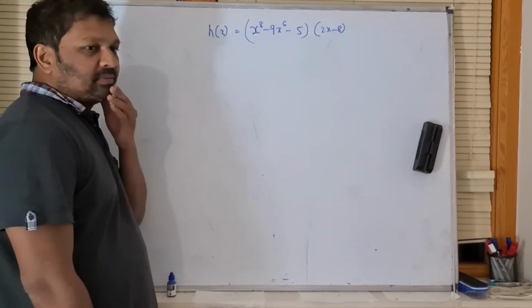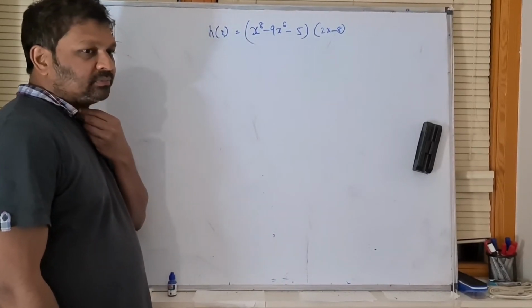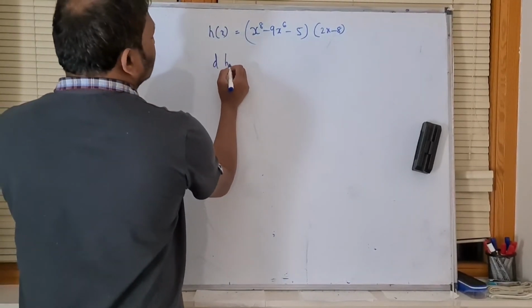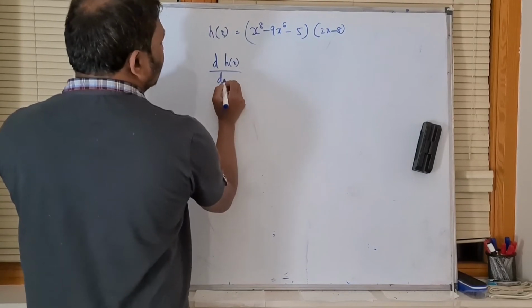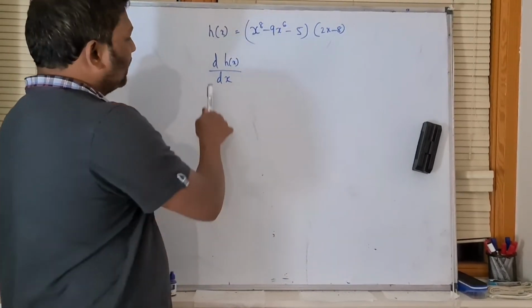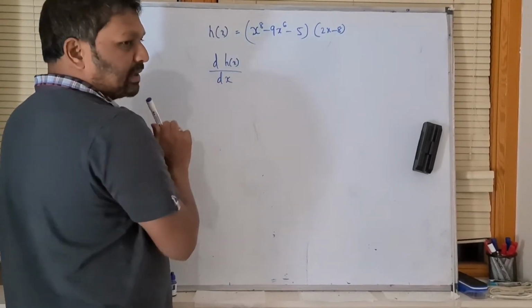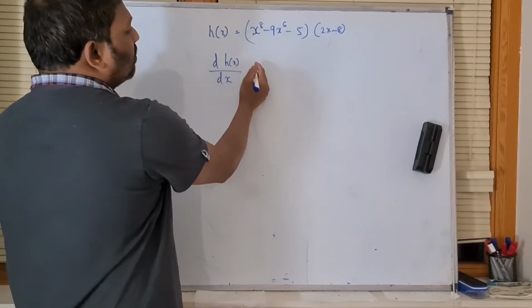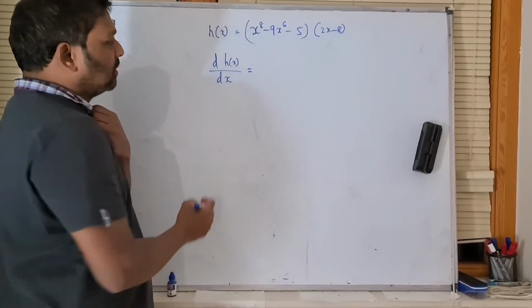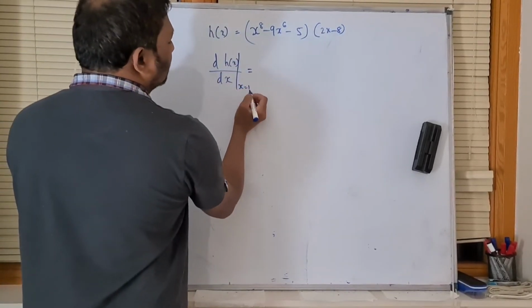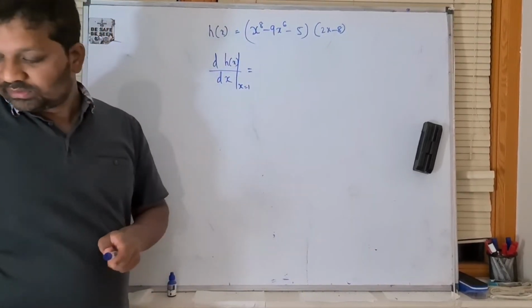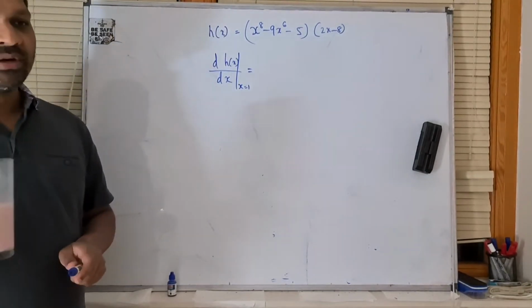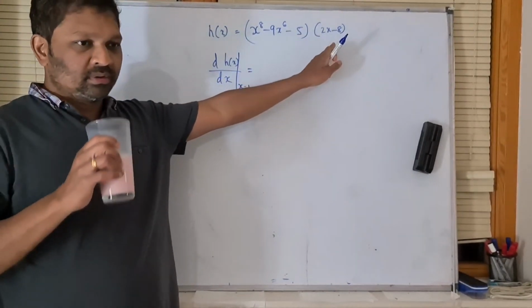Find the derivative of h of x, so it's dh of x by dx. Differentiation of h of x with respect to x, or the derivative of h of x with respect to x, is the same thing. What formula are you going to apply at x equal to 1? Chain rule? No, it's not a chain rule. It's the multiplicative rule.